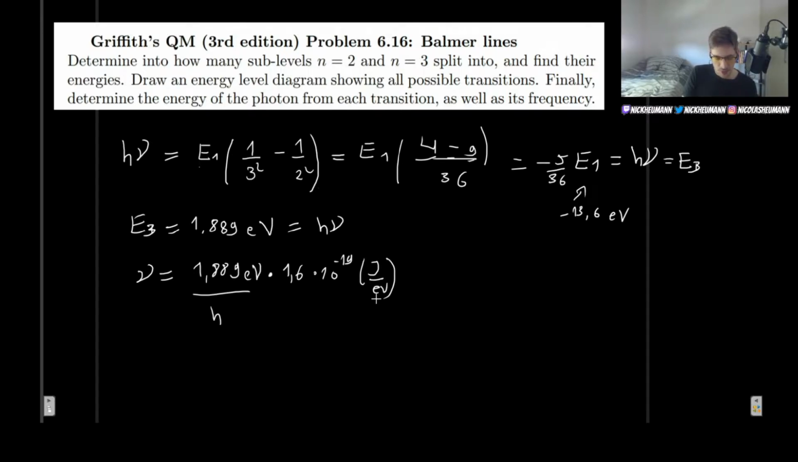So what this means is 1.889 times 1.6 minus 19. And now I have to divide this by 6.626 exponent minus 34. So this means that the frequency is going to be 4.56 times 10 to the 14th power hertz.